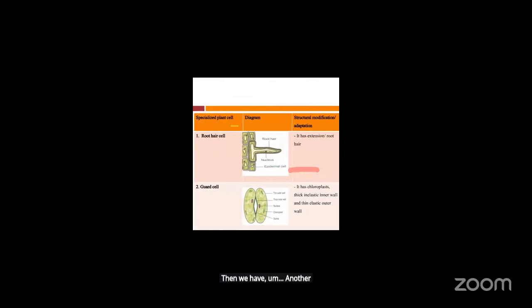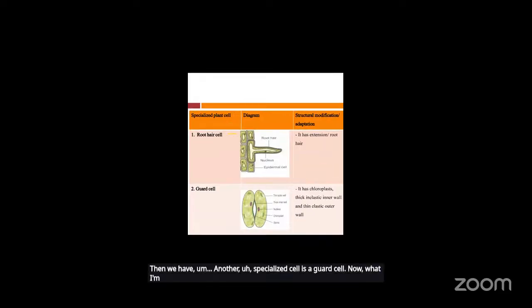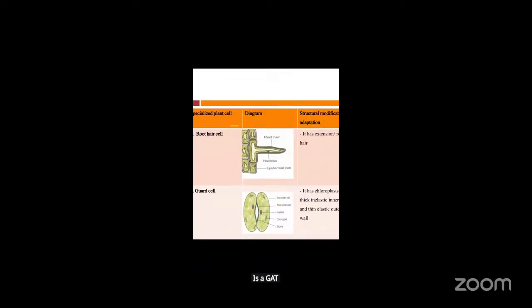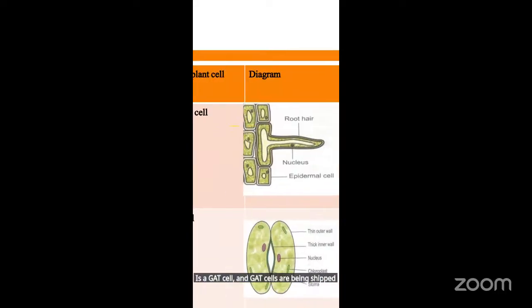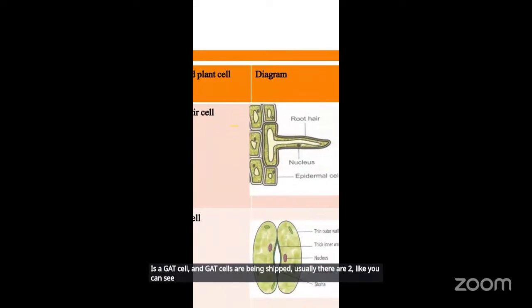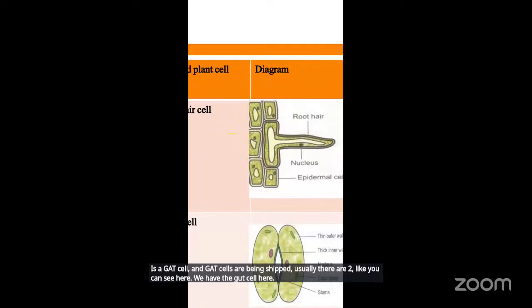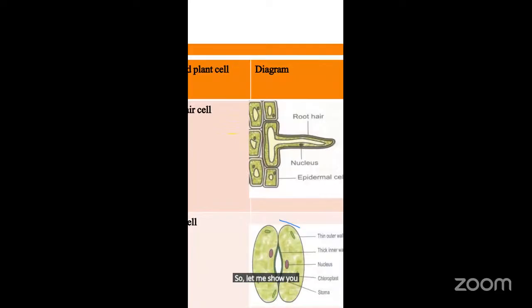Then we have another specialized cell, a guard cell. Now what I'm displaying here is a guard cell, and guard cells are bean shaped. Usually they are two, like you can see here. We have the guard cell here. So let me show you the guard cell. This is one guard cell. Then we have another guard cell, that one.